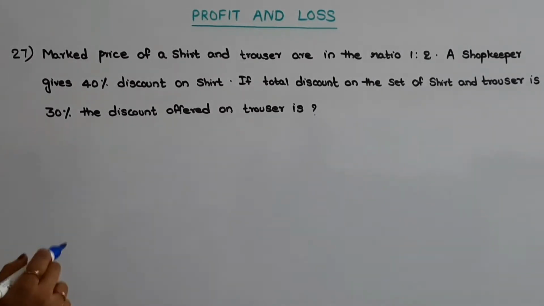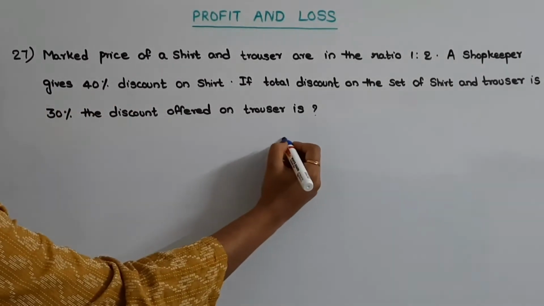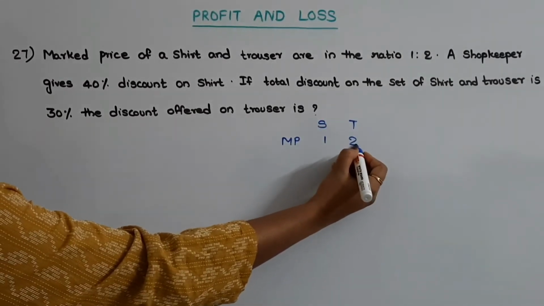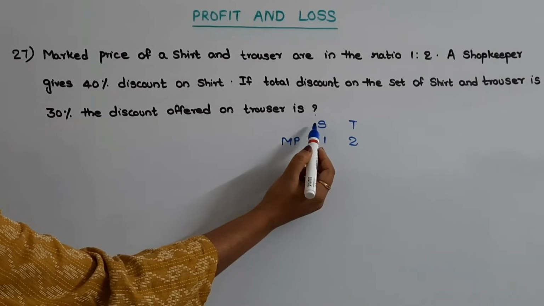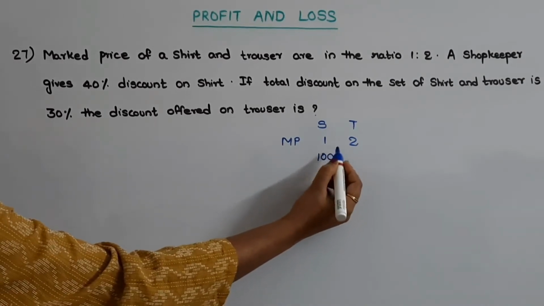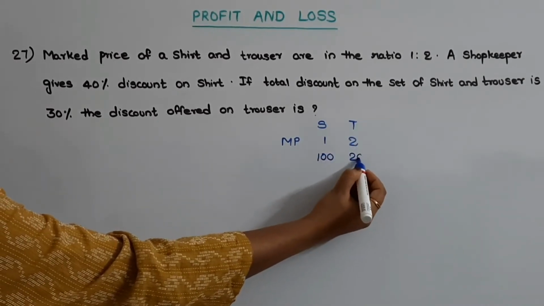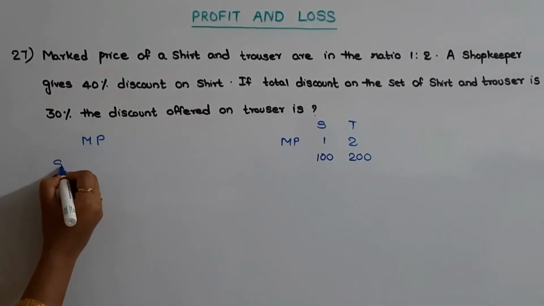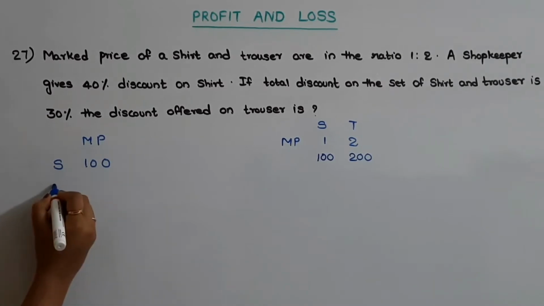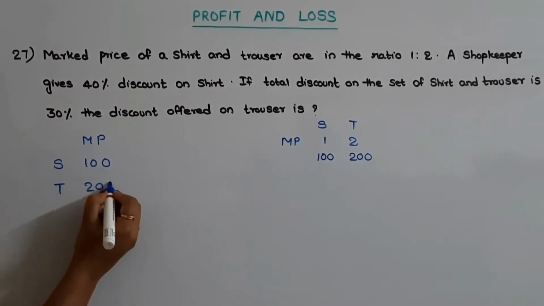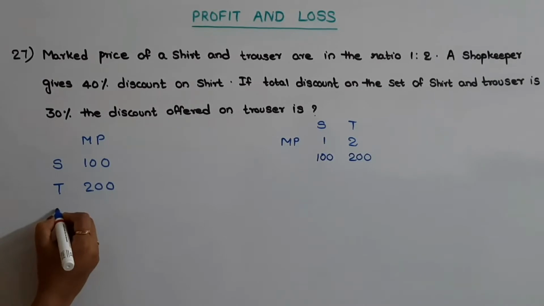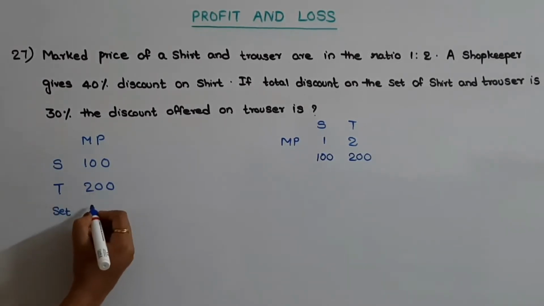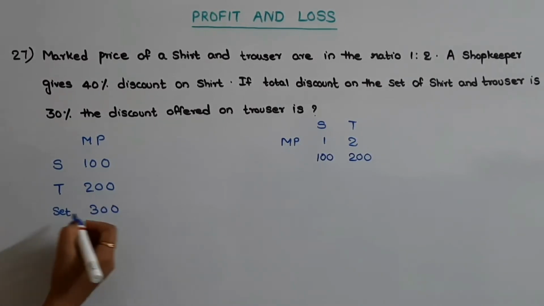Okay. So in this question, they have given the ratio of the mark price of shirt and trouser as 1:2. So we can take the mark price of the shirt as 100. Then the mark price of the trouser we can take as 200. Then what will be the mark price of the set of shirt and trouser? That will be 100 plus 200, that will be equal to 300.